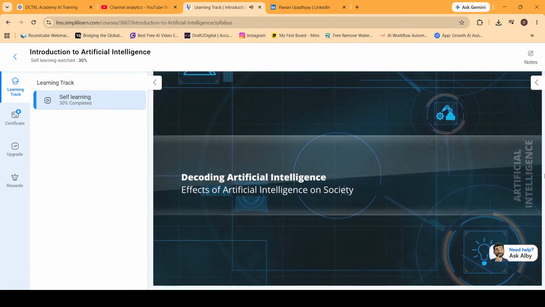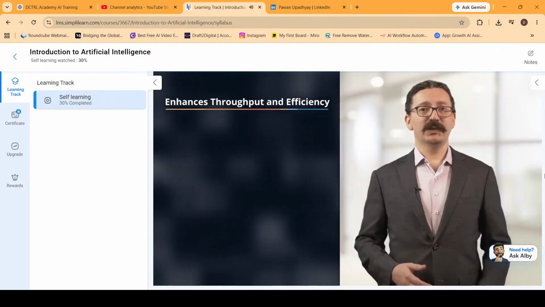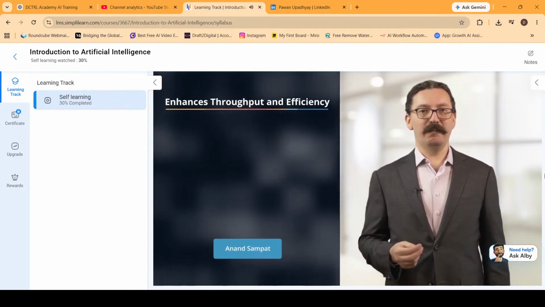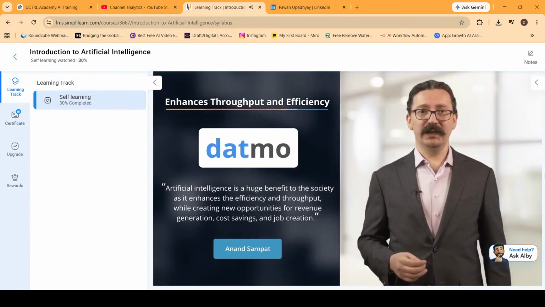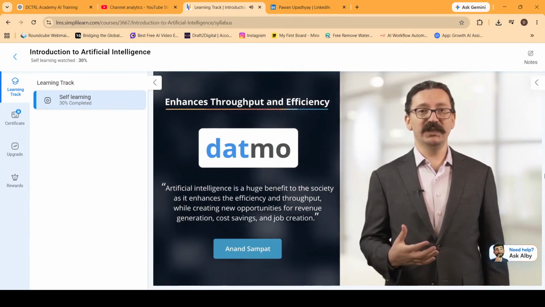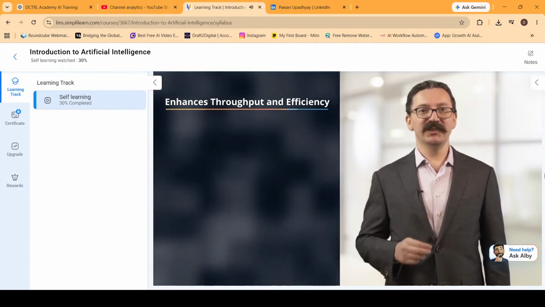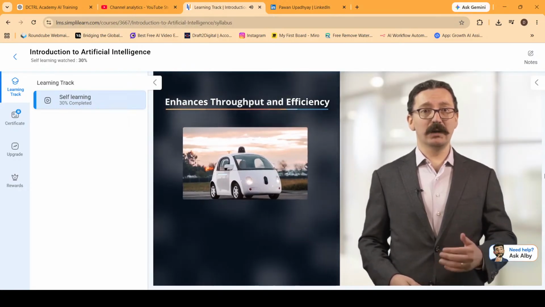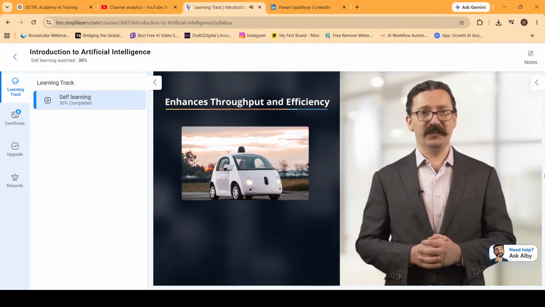Effects of artificial intelligence on society. Let's take a look at some of the implications of AI on society. According to Anand Sampan from Dartmouth, artificial intelligence is a huge benefit to society because it enhances our efficiency and throughput while creating new opportunities for revenue generation, cost savings, and job creation. Concerns about disruptive technologies are common. A recent example is automobiles. It took years to develop industry regulations to make it safe.